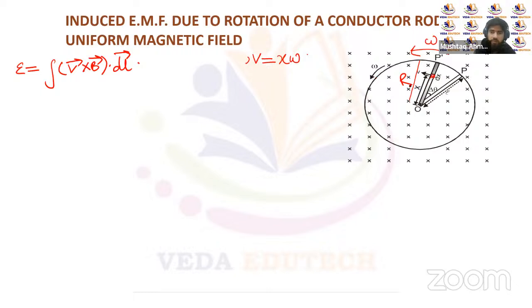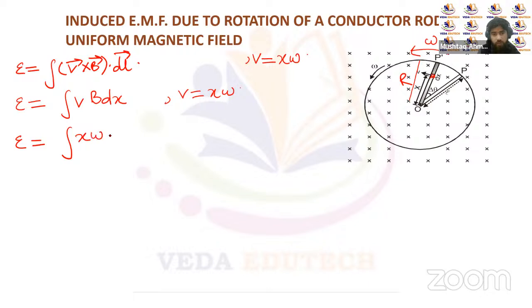Then the EMF induced because of this will be v cross B dot dl. So v cross B will be along this dl vector, or we can write the induced E as the integral of vB dx, and v here is equal to x times omega. So it will be the integral of x omega B dx, where omega and B are constants. Now we have to calculate the EMF induced in this rod rotating with angular velocity omega. So we have to calculate the EMF between the two ends O and P.